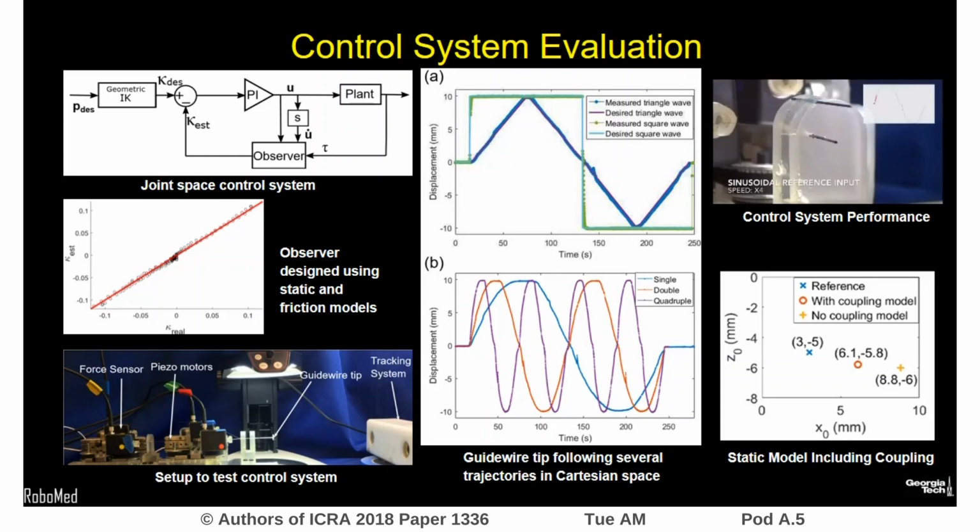The video shows plots of the PI controller for the base joint following several tooltip trajectories in Cartesian space. To the bottom right is a preliminary performance taking the coupling model discussed previously into account.